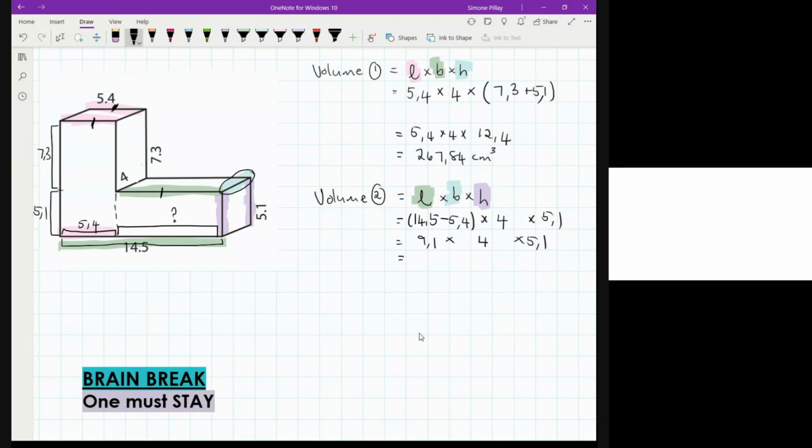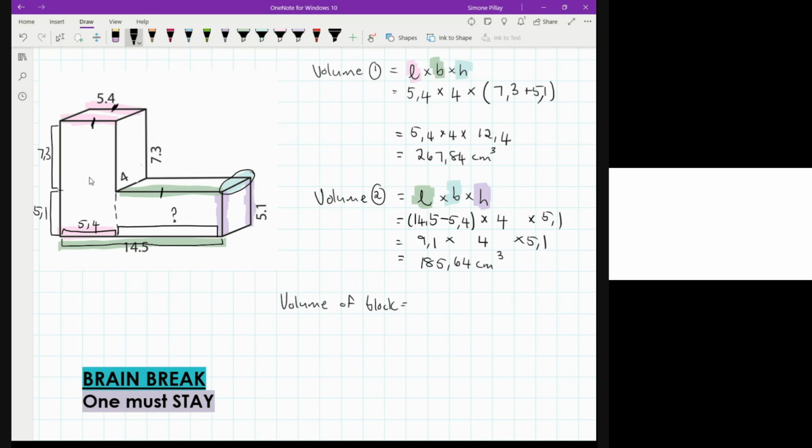The answer is 185.64 centimeters cubed. And stay with me to calculate now the volume of this entire shape, this entire block. What do we have to do? Length times breadth times height.